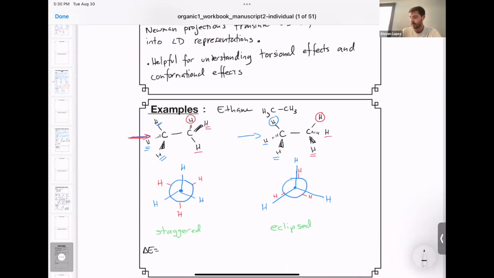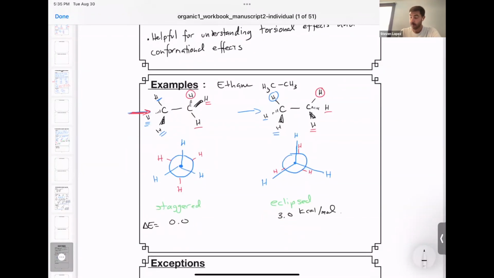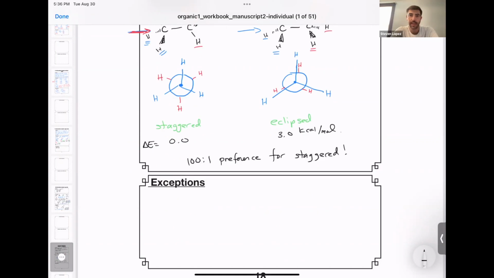In relative terms, the staggered is the lower energy structure, so it's 0. And the eclipsed structure is about 3 kcals per mole higher in energy than the staggered. And we can talk about this more in class, but the difference between these translates to about 100 to 1 preference for staggered. There aren't really any exceptions for this. These are just how to draw Newman projections.